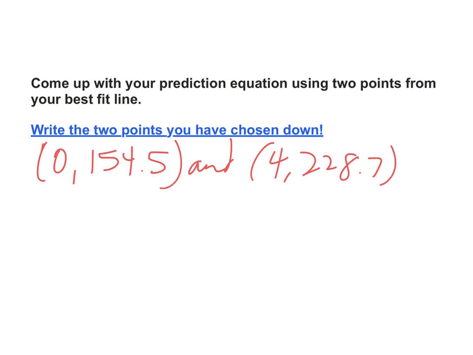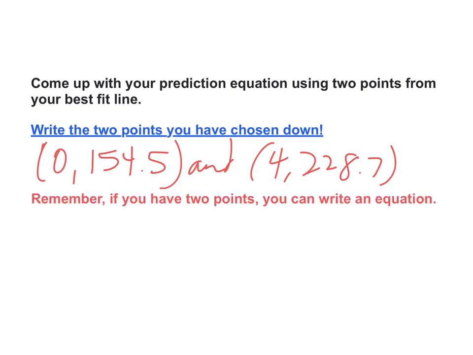Does that make sense? Okay. Now, of course, once I have 2 points, I can write an equation. So, what do I need to find first? Slope. Okay? So, what I want you to do is do that. Find the equation. You've got 2 points. Find the equation from those 2 points.